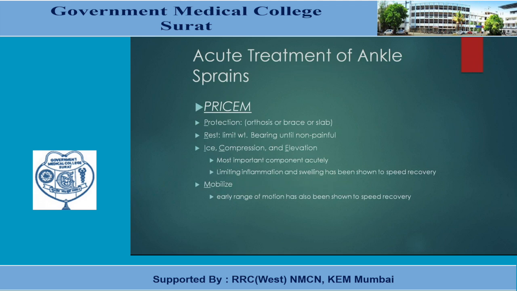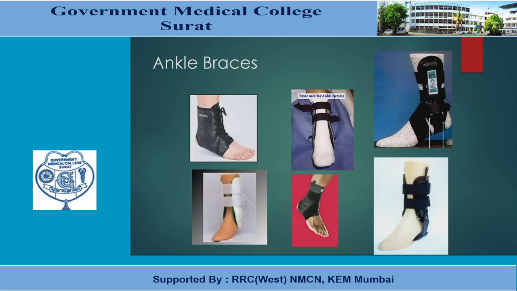Now acute treatment. There is PRICE. P means protection. So how do you protect? By immobilization: POP, any brace. Rest is non-weight bearing. Ice application, compression and elevation. So mobilization is after 2 to 3 weeks, after the pain relieves. So there is an ankle brace. This is used for the immobilization. This is a short Voiloni plaster or immobilization.